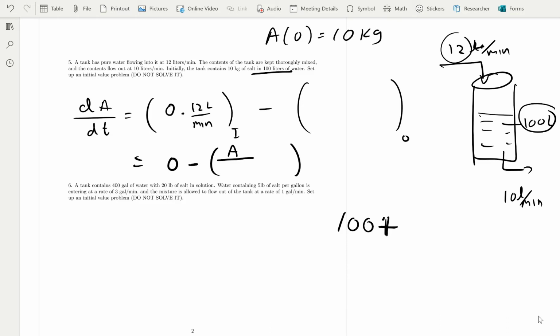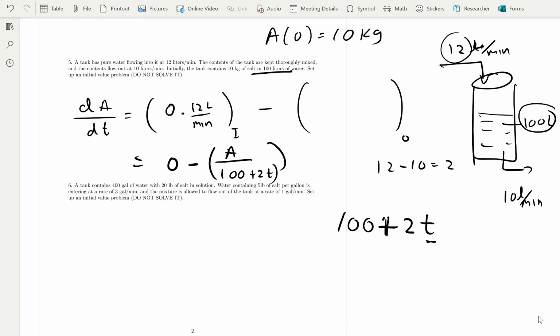So how much water do you add? 2 liters per minute, or 2 times t. Okay, so t is measured in minutes. So after 1 minute, you have 102 liters, right? Because you add 2 liters extra per minute. You add 12 and you took out 10. So 12 minus 10 is the amount of water that you add. So that's 2 liters added every minute, so it's 2 times t. So the volume is actually, let's write it down, so the concentration is actually A over 100 plus 2t.